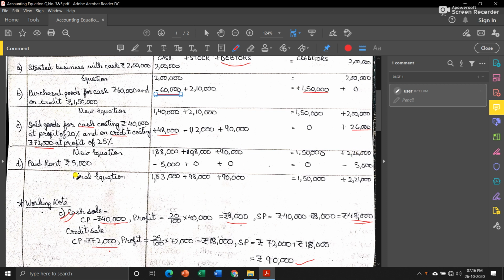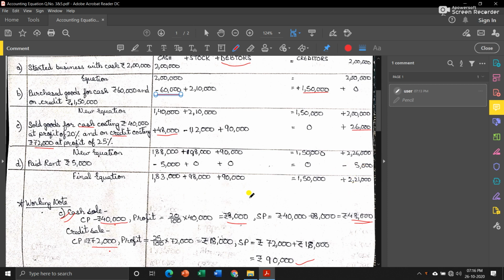Now the last transaction is paid rent of rupees 5,000. So cash will be deducted by 5,000 and capital also will be deducted by 5,000. So we got the final equation: 1,83,000, 98,000, 90,000, 1,50,000 and 2,21,000.